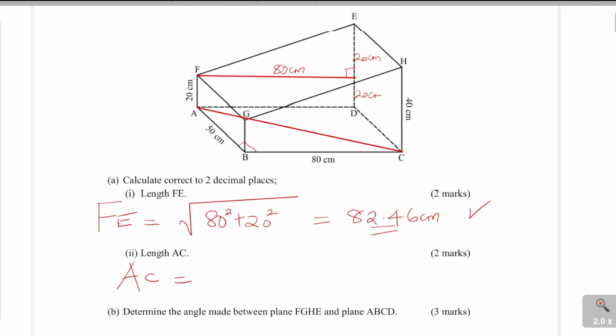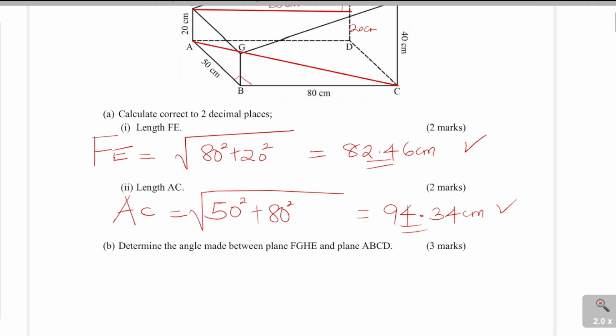So AC will be given by the square root of 50 squared plus 80 squared. And this one gives, correct to two decimal places, 94.34 centimeters. We go to part B. Determine the angle made between plane FGHE and ABCD. That is the angle between two planes, FGHE and ABCD.